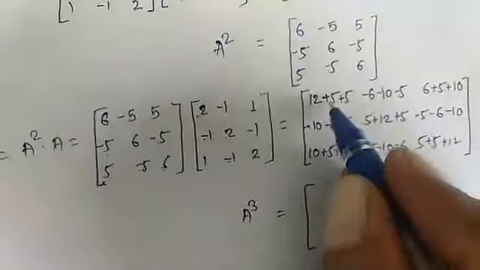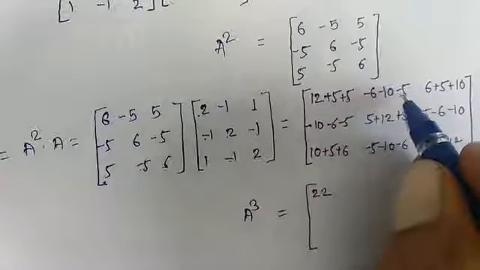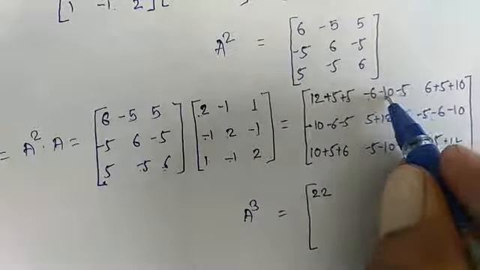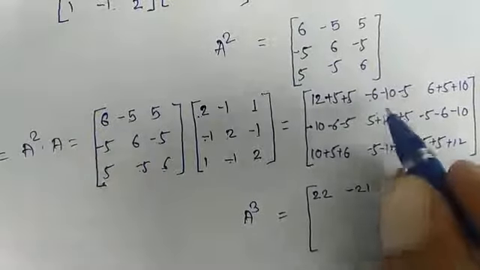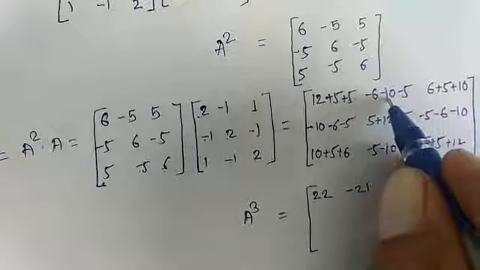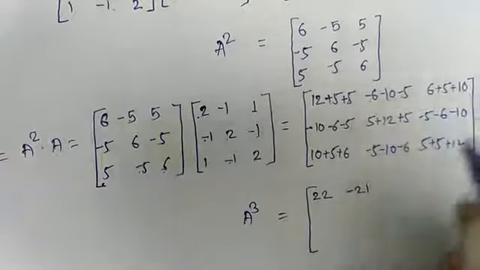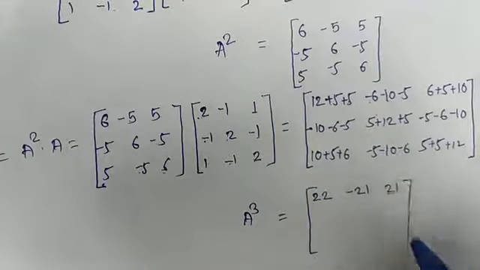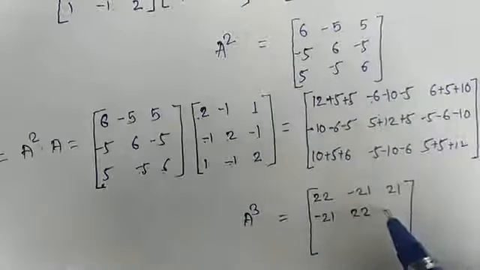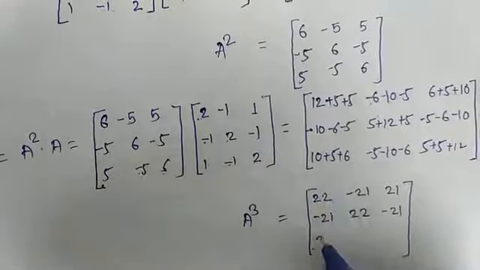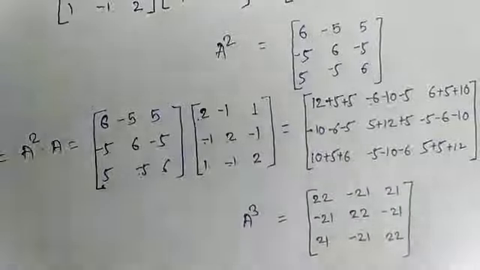5 plus 5 is 10, 10 plus 12 is 22, minus 6 minus 5 is 11, 11 minus 10 which is minus 21. All terms are negative, so we add 6 plus 5 is 10, 10 plus 6 plus 5 is 11, 11 plus 10 is 21. Here it is also the same, it is positive, which is 21. Similarly, here it is minus 21, it is 22, here it is again minus 21, it is plus 21, minus 21, 22. Which is our matrix A cube.